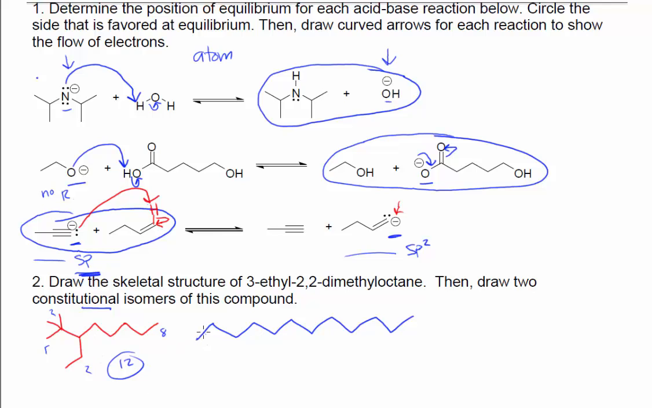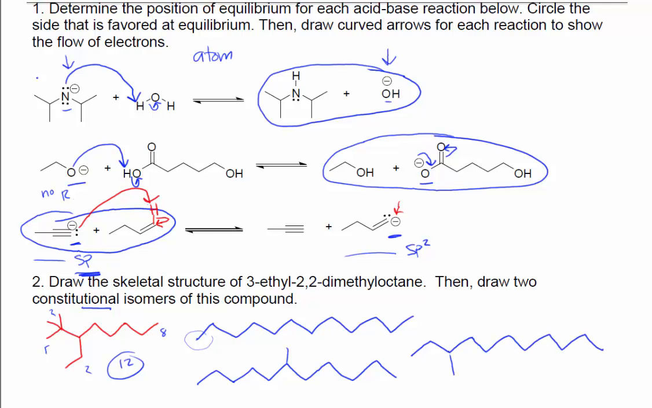In order to draw another structural isomer, I could cleave off one of the methyl groups and just put that on an 11-carbon chain in some random location. So let's draw an 11-carbon chain. 1, 2, 3. Let's put the methyl group right here. That's a structural isomer. Let's try that again. Let's put the methyl group right here.